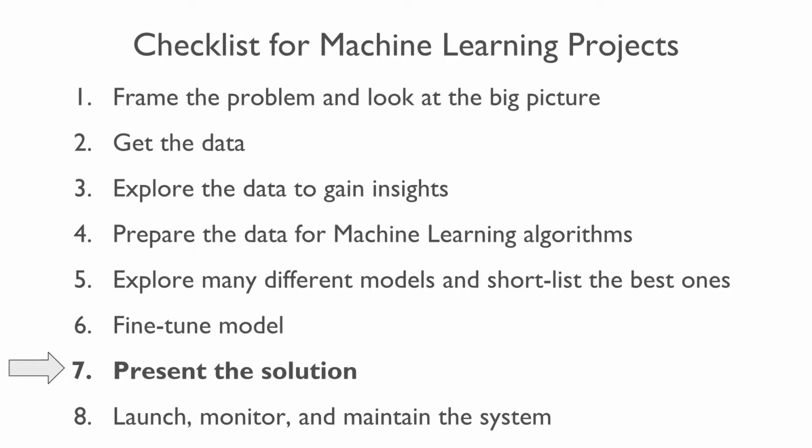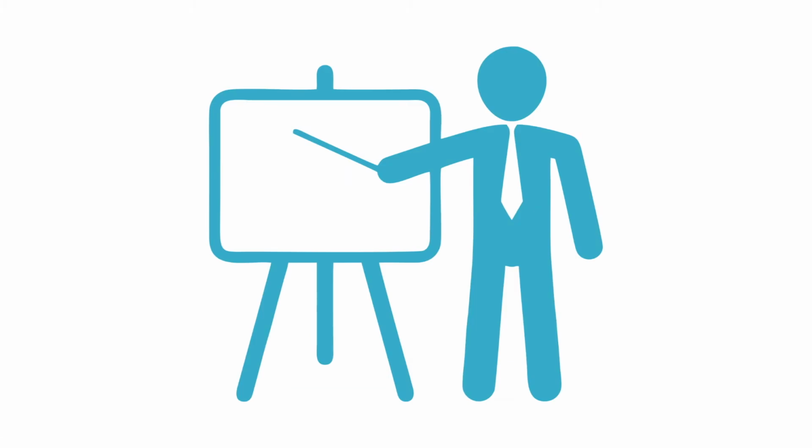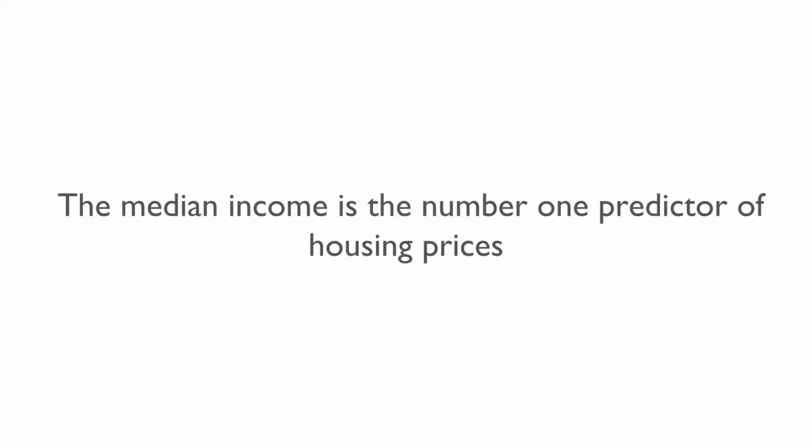The next step in the checklist is to present the solution. This step is part of the pre-launch phase. In this step, we document everything, highlighting what worked and what did not work, what assumptions were made, and what are the model's limitations. Next, we create a nice presentation with clear visualization and easy to remember statements such as the median income is the number one predictor of the housing prices.